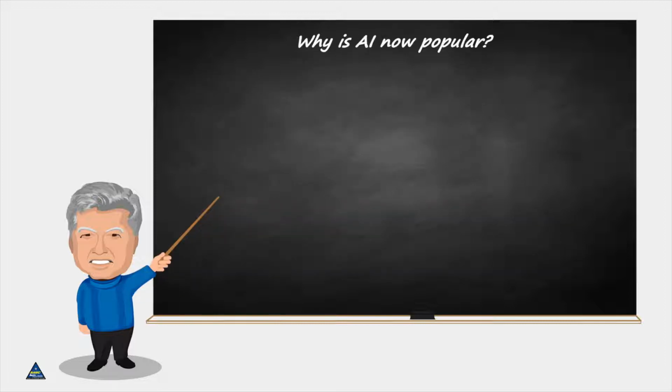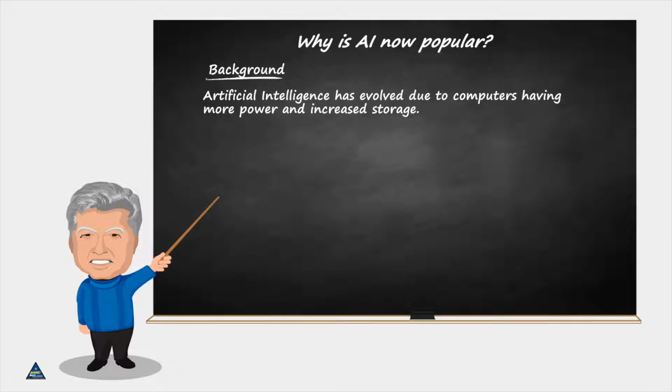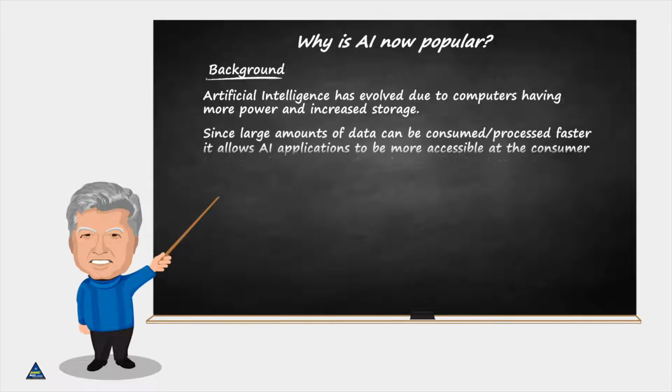So if AI is dangerous and it's also marvelous, maybe that's why we have to answer the question, why is AI now so popular? So let's give a little background. First, artificial intelligence has been able to evolve because our processing power, our computers, our increased storage, it's just gotten better and better and better. So we can take those large amounts of data and process it more readily. So therefore, remember when I said that AI needs large amounts of data? Well, we're sort of set up to do that now.